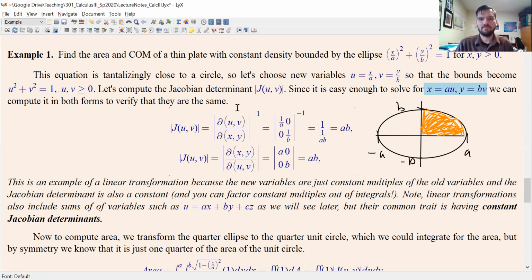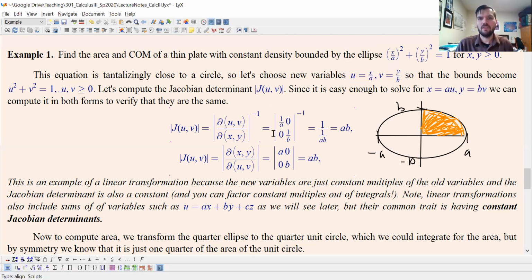So let's look at it. If we take the u and v partials in terms of x and y, that's where we get 1 over a, 1 over b. It's our diagonal entries, 0 because u is not determined by y, and 0 here because v is not determined by x.